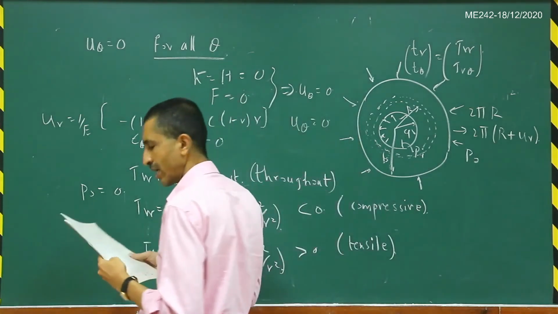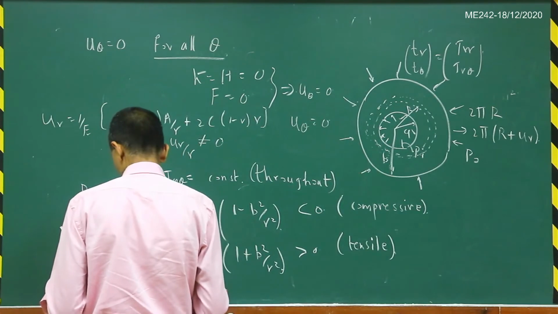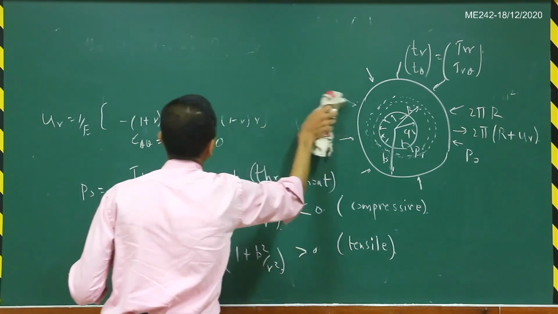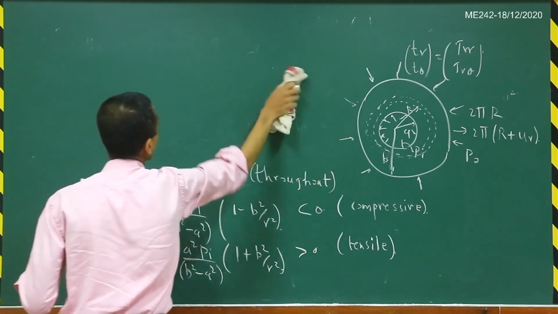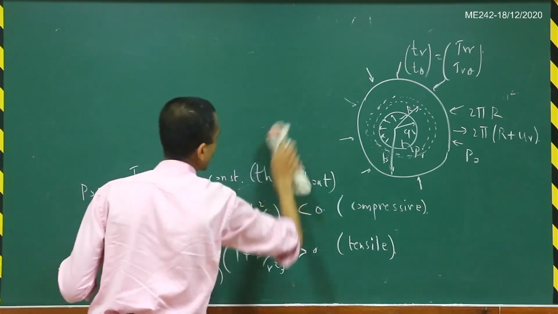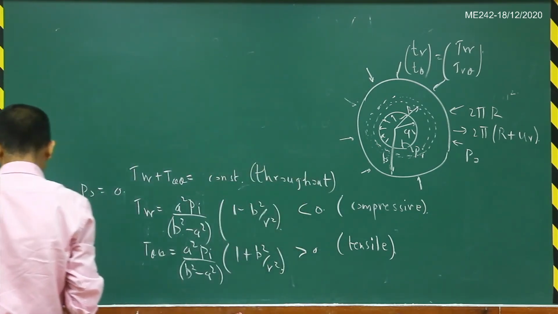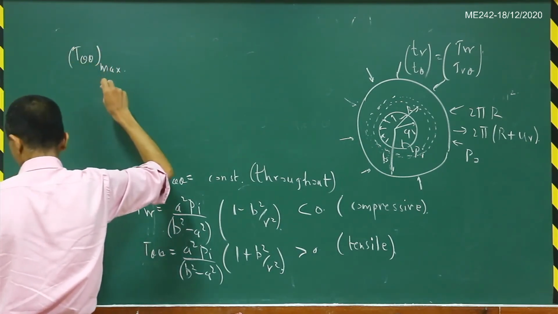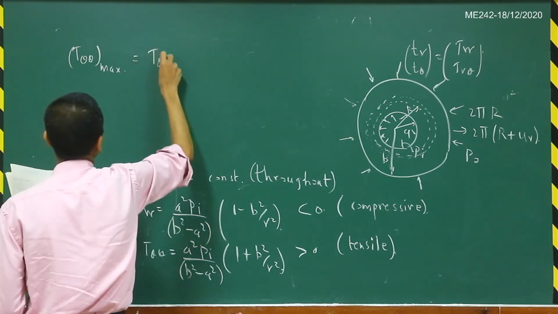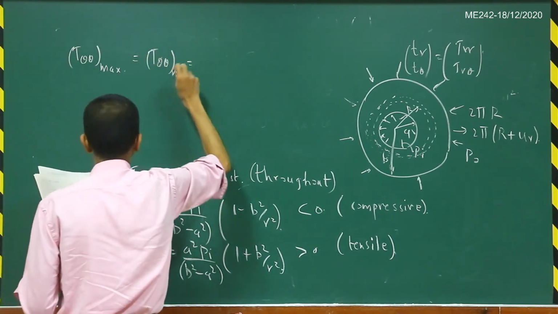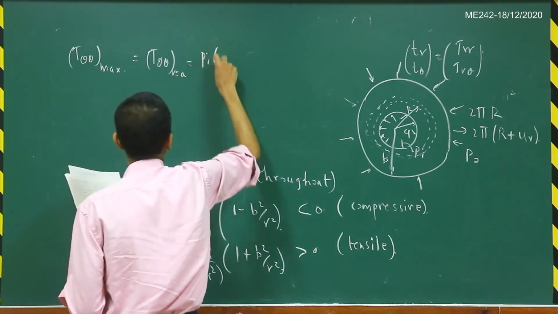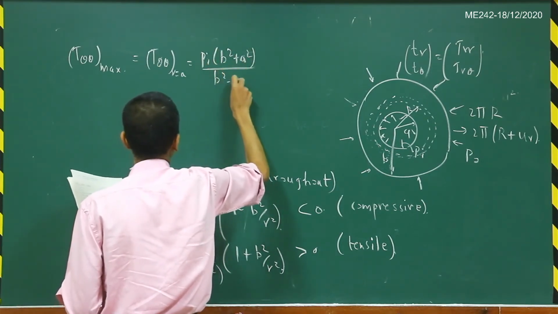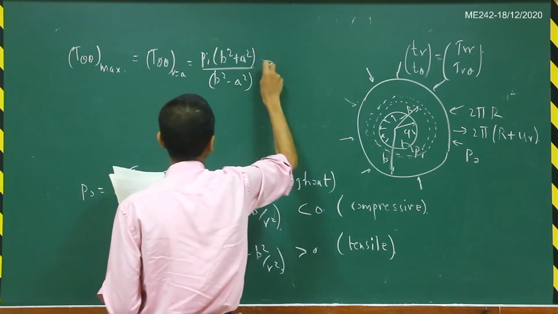Okay, and then let us find out what is tau theta theta max for this case. So tau theta theta maximum occurs at R equal to A. Tau theta theta at R equal to A is equal to Pi into B square plus A square divided by B square minus A square, and you can see that that is greater than Pi.